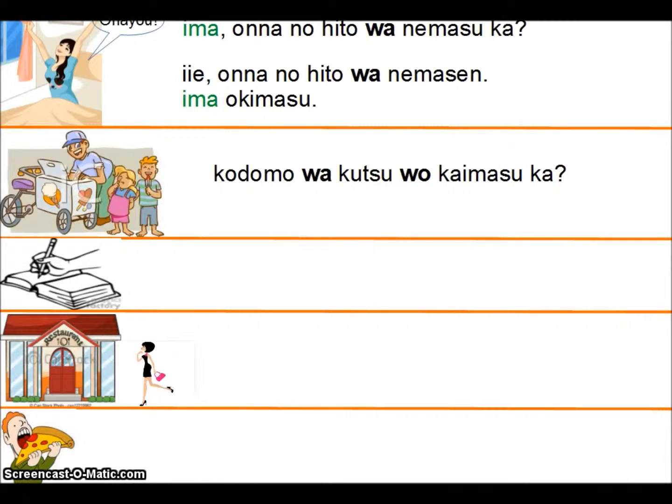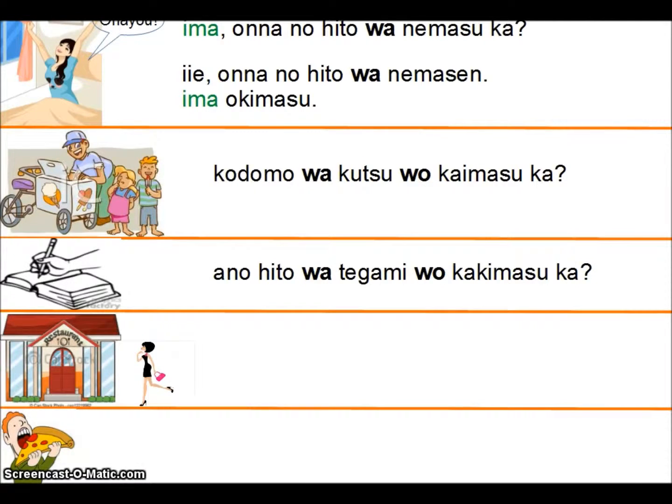So we have this picture, and the question is, 子供は靴を買いますか? So we know that they're not buying kutsu, because kutsu are shoes, so we have to just say いいえ、子供は靴を買いません. So the question is very similar to the answer. The only difference is we're just changing it to negative. But what are they buying? アイスクリームを買います. Buying ice cream.